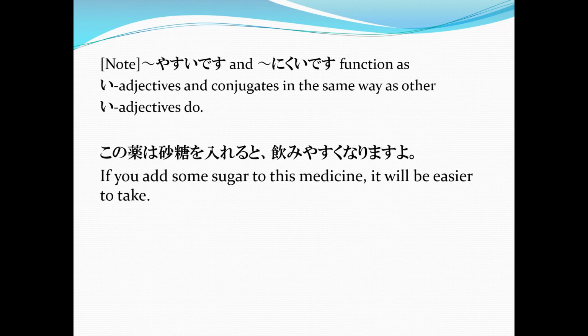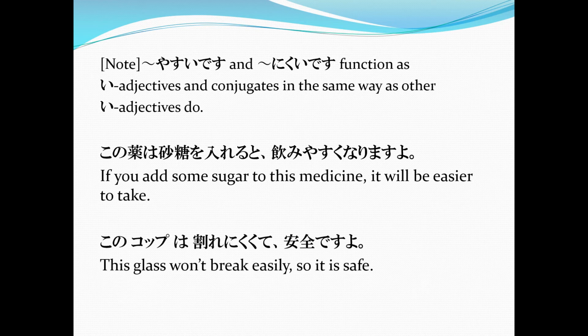Example, この薬は砂糖を入れると飲みやすくなりましょう。Or if you add some sugar to this medicine, it will be easier to take. Of course, some people don't like drinking bitter medicines, right? So sometimes they would add sugar, especially for the kids. So notice that nomiyasui became nomiyasuku and then adding narimasu.